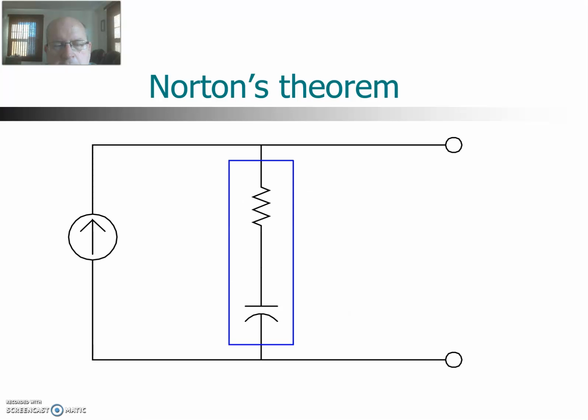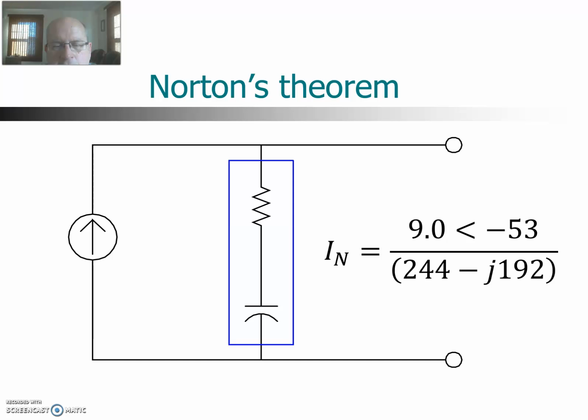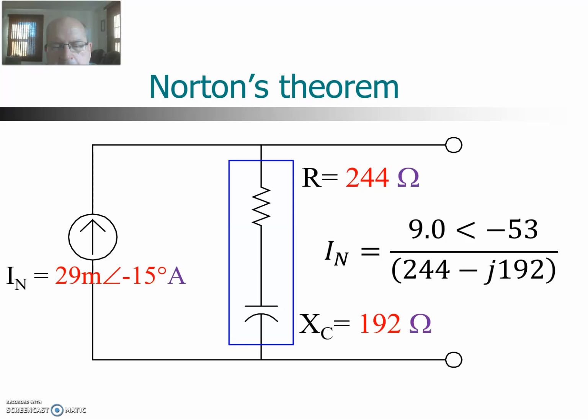So in our example, I redrew the circuit. I have a current source in parallel with our Norton Z. The current, again, is simply Ohm's law, the 9 angle minus 53, divided by the Z, which is 244 minus J192. That gives us a current of 29 milliamps at an angle of minus 15 degrees. The resistance remains the same, as does the capacitive reactance. So that is our Norton equivalent circuit.